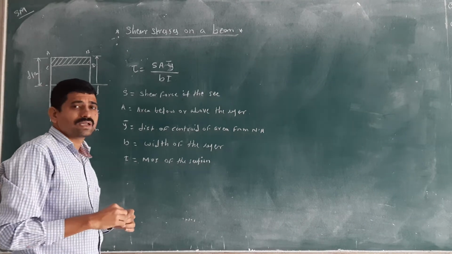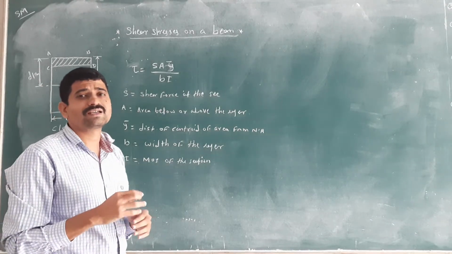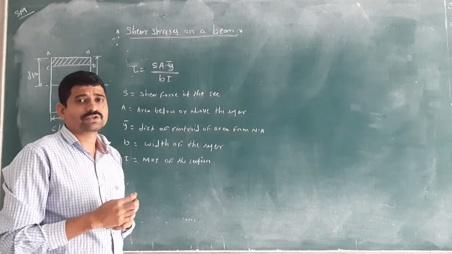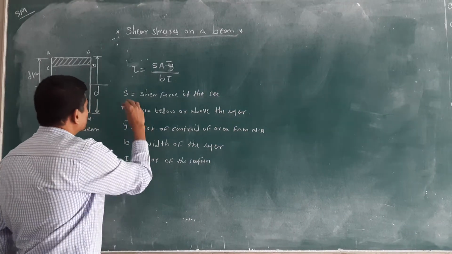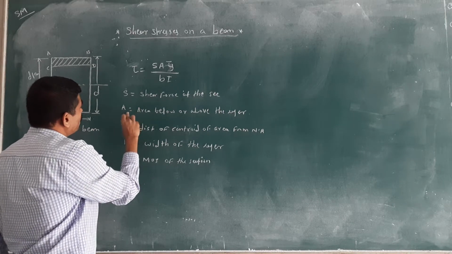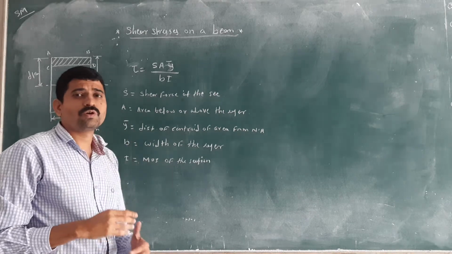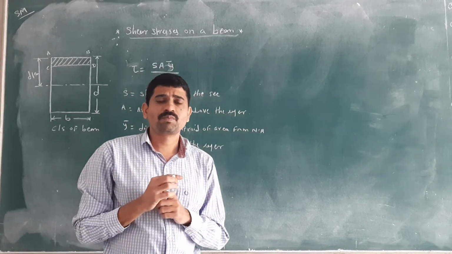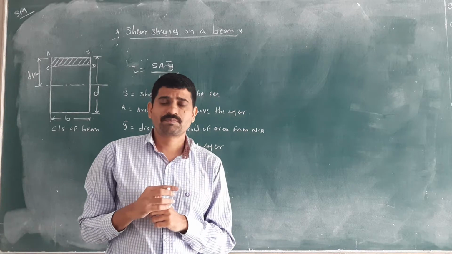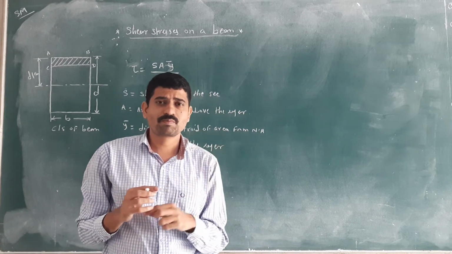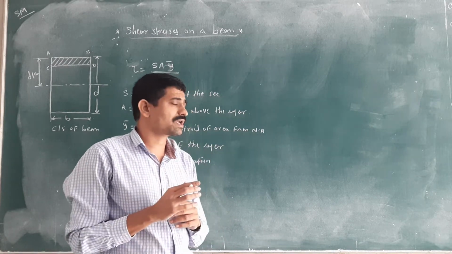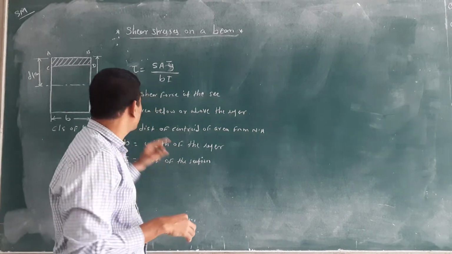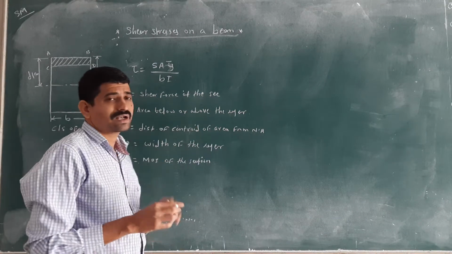What is S? S is the shear force at the section under consideration. Second, A is the area below or above the layer. In any type of beam, we will consider one layer. We will take a small part of that beam, we do not calculate for the whole part. That's why it is the area below or above that layer.